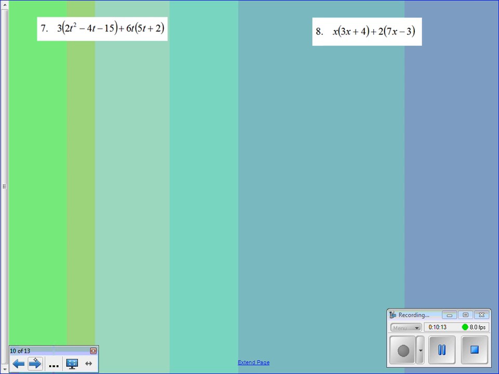So I'm going to have you guys go ahead and try these two on your own. If you need to check your answers up front, you can. We'll talk about these as a class. Again, these are the problems that are most likely to be on the quiz.